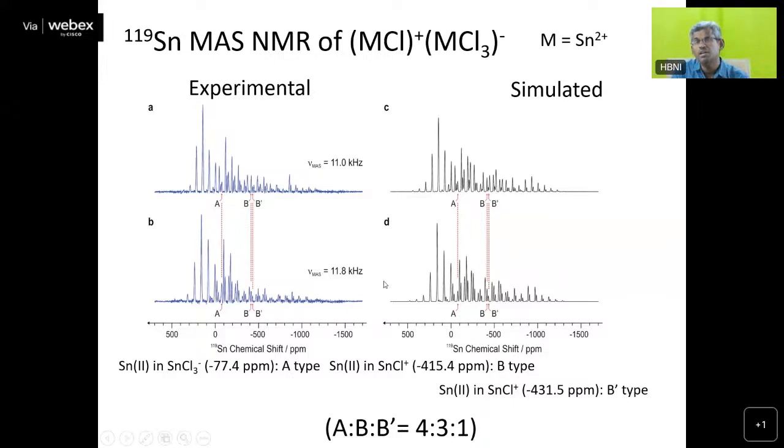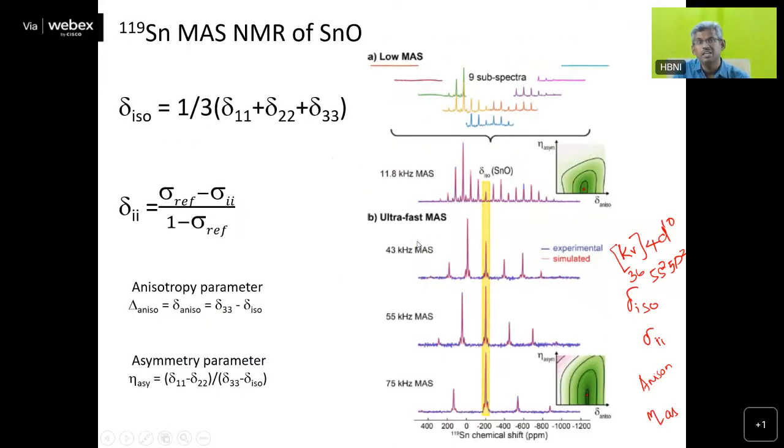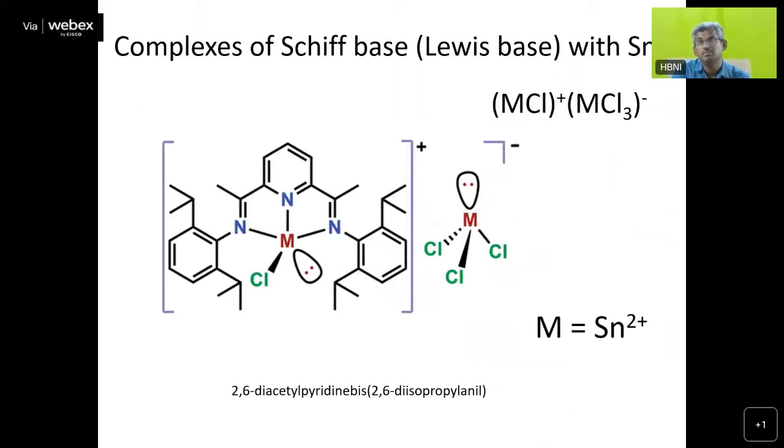So people have simulated also, and it matches. And once you simulate, you can calculate parameters like delta iso, delta aniso. Delta iso we can get by NMR, that experimental itself, and delta aniso can be obtained from static NMR experiments. So once you fit all these parameters, we can match with the experimentally observed pattern.